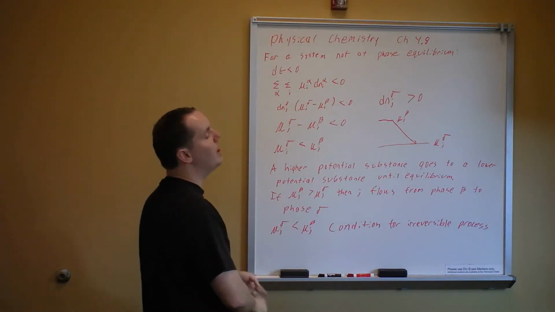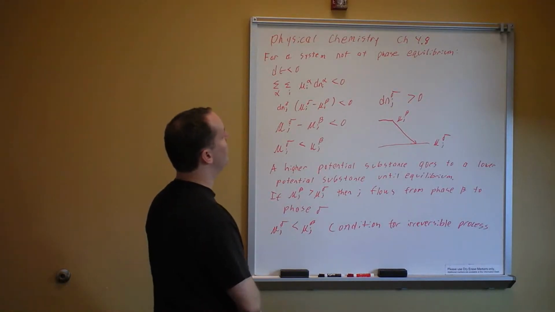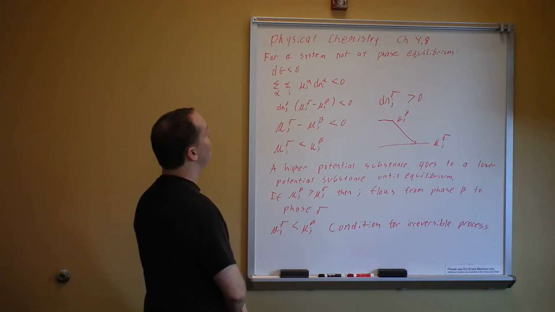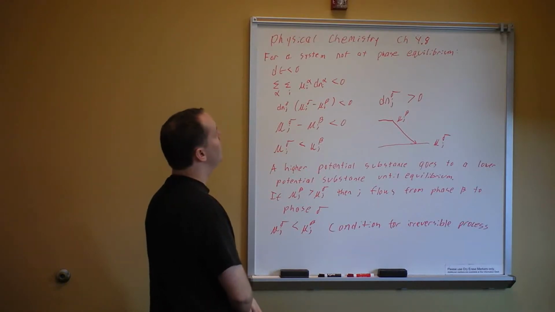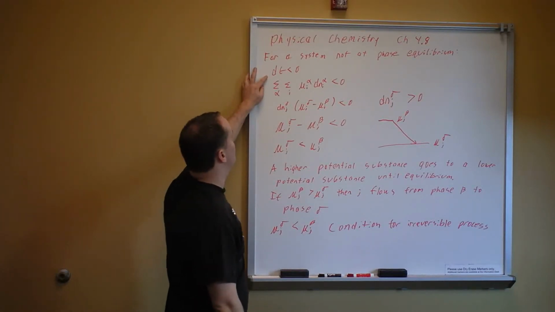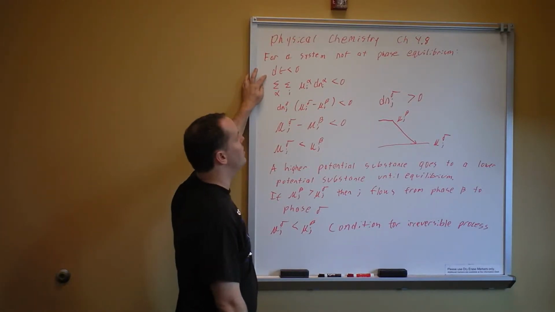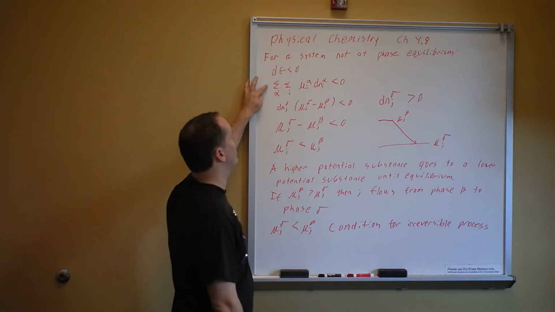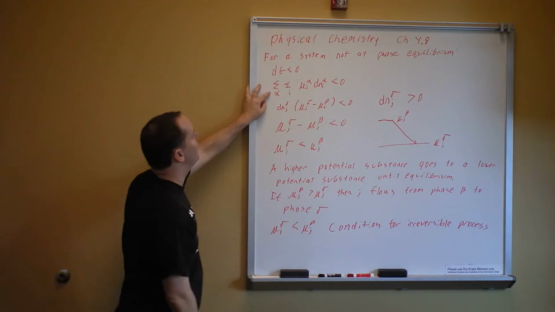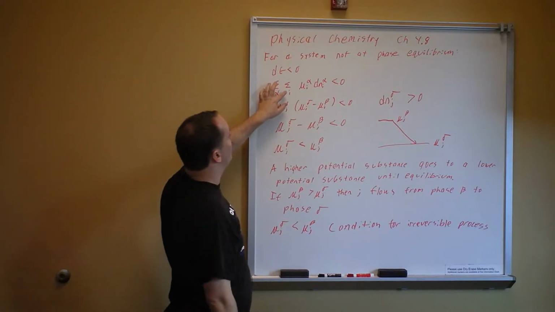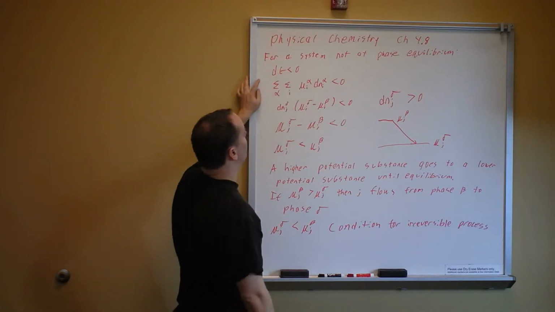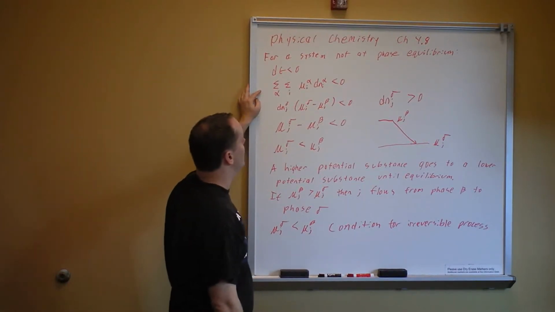Continuing in physical chemistry, we're almost done with section 8 of chapter 4. Okay, let's talk about a system that is not at phase equilibrium. We showed before that if you're not at equilibrium, then dG is going to be less than 0, because our definition of equilibrium is minimizing the Gibbs free energy. So what that tells us is that the sum over phases alpha and substances i of mu_i alpha dn_i alpha has got to be less than 0.